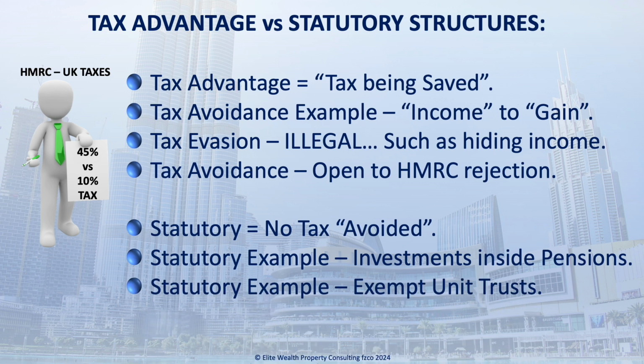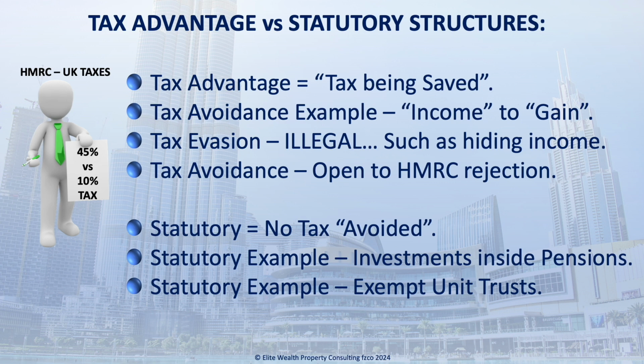Another thing is an exempt unit trust. Once you've been approved by HMRC as an exempt unit trust, you yourself as a structure do not pay any corporate taxes because the taxes are levied upon the holder of the units. So that's a statutory example. The unit trust itself pays no corporate taxes. However, the holder of the units will be subject to whatever tax they pay.